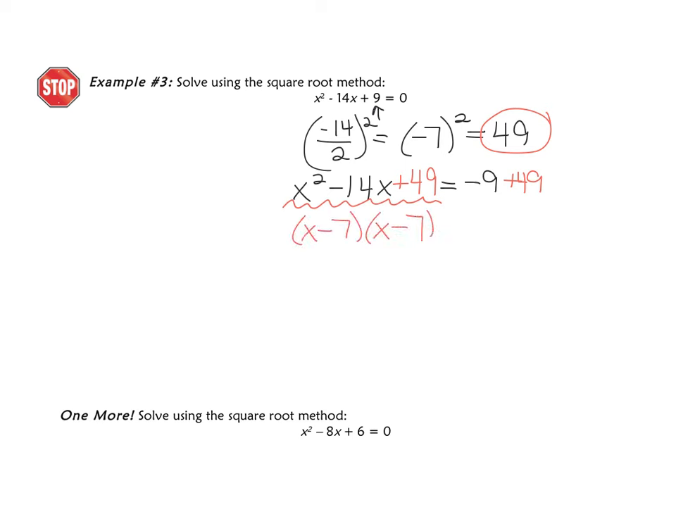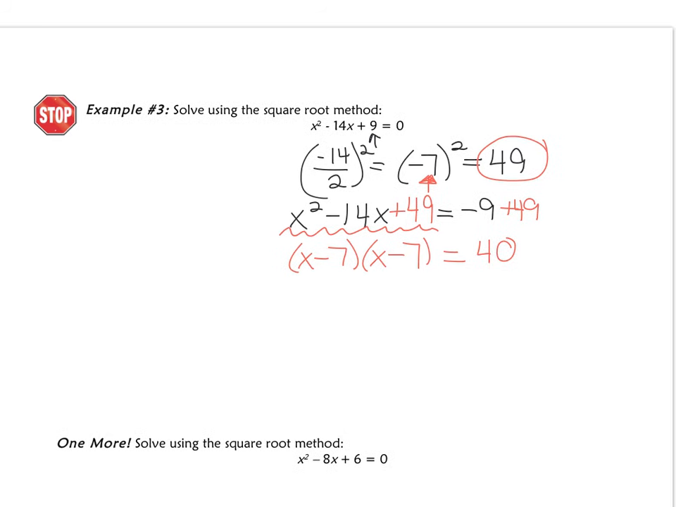And again, like I said, if you remember, this b over 2 is always that number that appears twice, and this is going to equal negative 9 plus 49, which gives me 40. Just as before, we're going to take the left side and rewrite it as x minus 7 squared. This will equal 40. Now that I have my squared piece isolated, I take the square root of both sides, squaring and square rooting, leaving me with x minus 7 equals plus or minus the square root of 40.